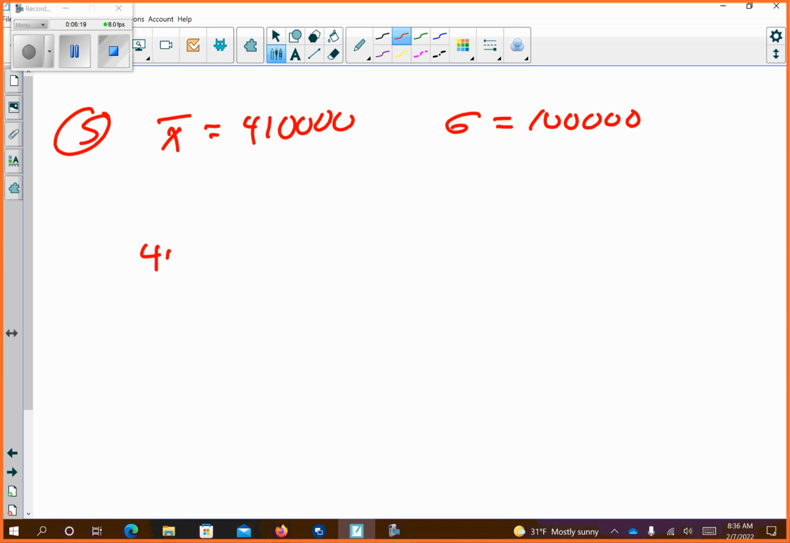All right, so I'm going to go 410,000 plus or minus. Now we have to figure out what this value is. So we have 10 homes. What number am I going to use? If I have 10 homes, what am I going to use for my degrees of freedom? 9. Okay. And we wanted 95%? So we find 95% and we go down to 9. Looks like 2.262.